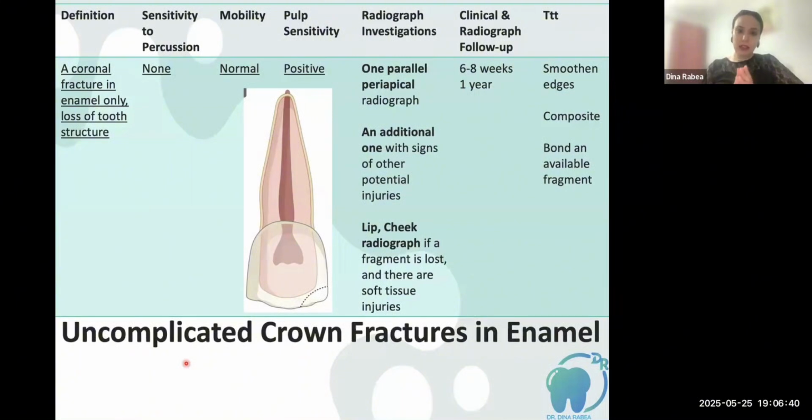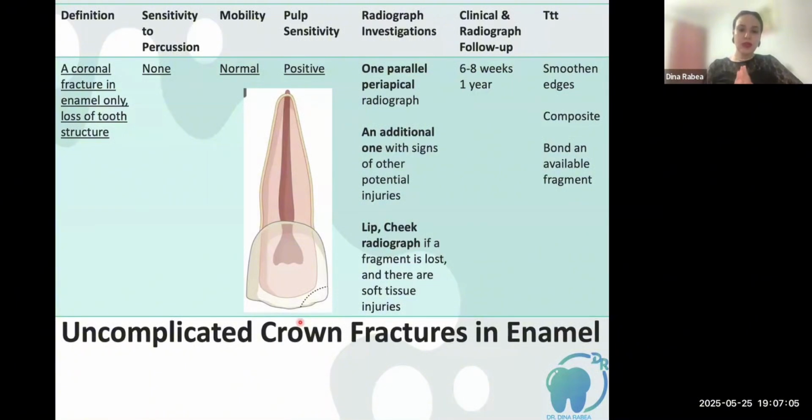When we have a fragment of tooth that is lost, we would like, again, to search for this fragment. It might be, again, on the floor with the parents, and these are good scenarios. Ingested in the digestive system is still not a very bad scenario. Aspirated is the worst scenario, and we need to perform a chest X-ray in this case.